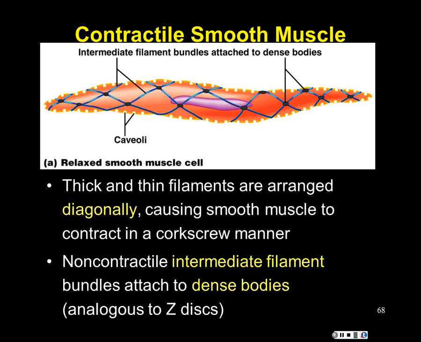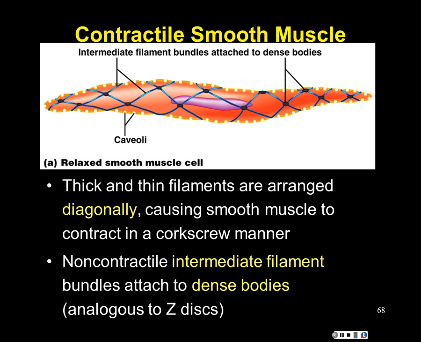The thin and thick filaments are arranged in a diagonal pattern instead of a parallel relationship. So instead of the muscle just shortening end to end like we did with our hand exercise yesterday, it's described here as a corkscrew: they twist and shorten. It causes the cell to splay. It's kind of cool looking how smooth muscle contracts. It's not just shortened, but it twists and convolutes.